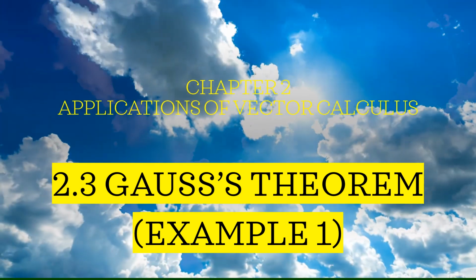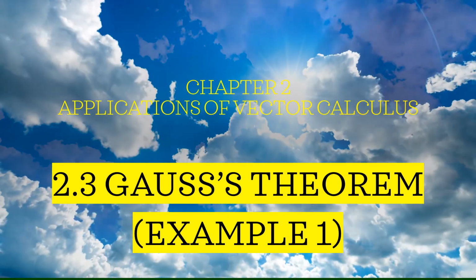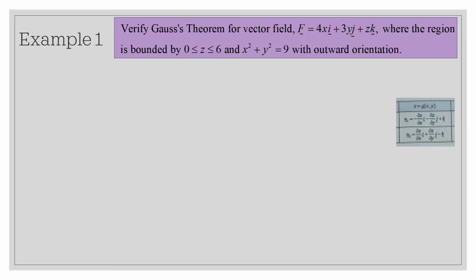Okay, let's continue our lecture with example 1 for subtopic 2.3, Gauss theorem. Okay, verify Gauss theorem for vector field F equal to 4x i plus 3y j plus z k, where the region is bounded between z equal to 0 and 6 and x squared plus y squared equal to 9 with outward orientation. Okay. First step, you need to sketch the region.